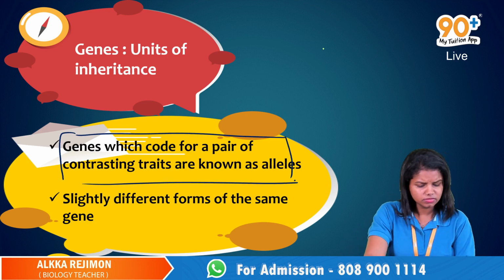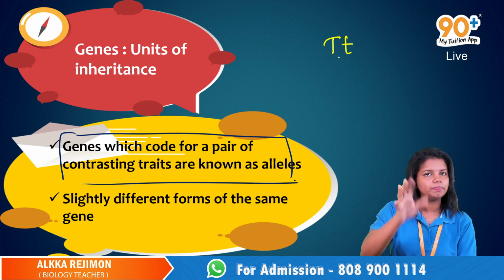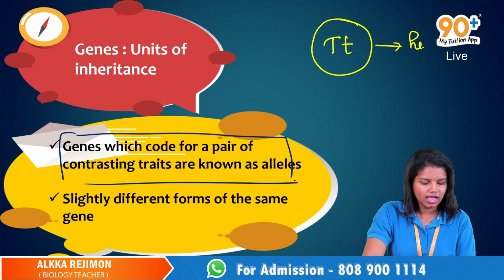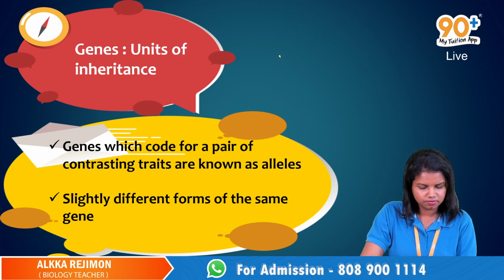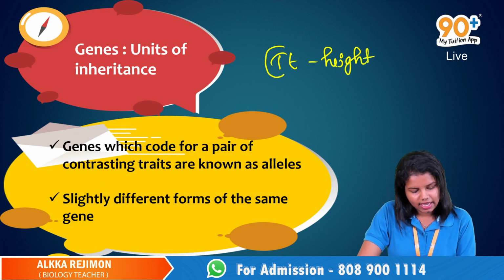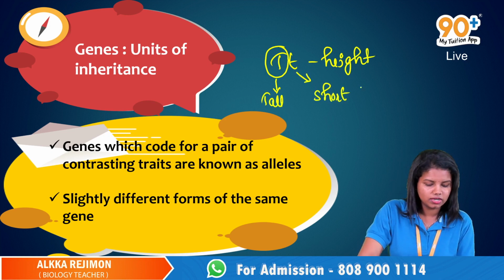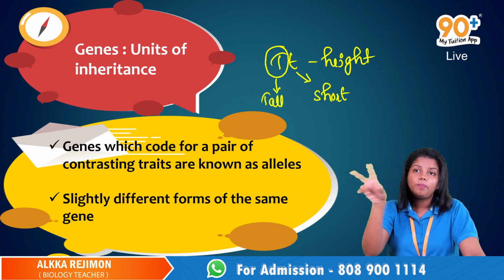Suppose there is one allele called capital T and another allele called small t. Here you can see the contrasting pair of characters. Together we can call this a gene, a gene for height. We can say this is a gene that codes for height. And when does it become an allele? Here you can see that capital T is the allele coding for tallness and small t is the allele coding for dwarfness or shortness. Okay, so tall and short are two different or opposite characters.